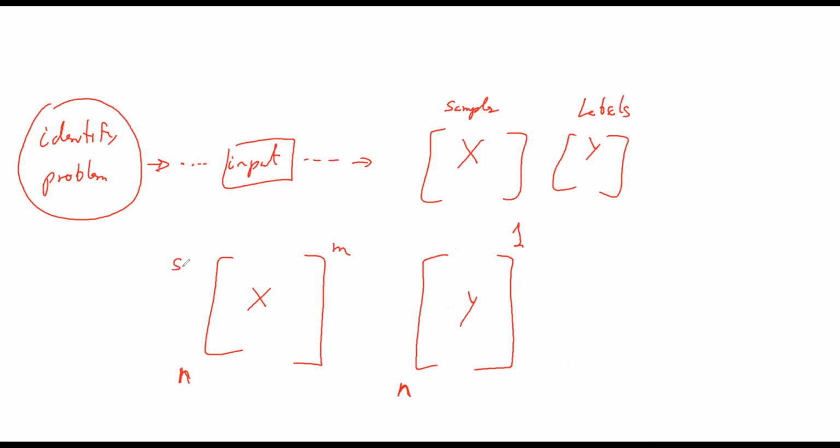So the rows are the samples, S1, S2, S3, dot dot dot, Sn. Very important: each row represents a sample. So although this is a matrix, every row is a vector.